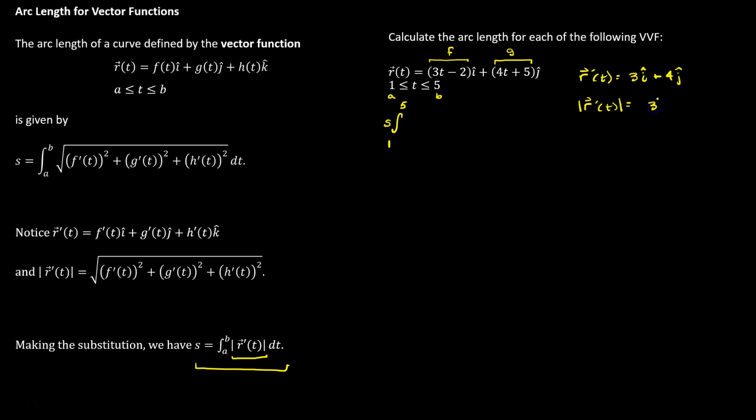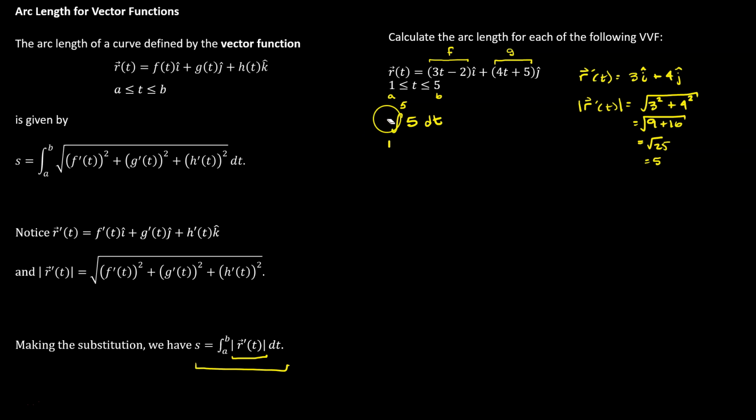Magnitude says take each component, square it, add it together, square root it. We get 9 plus 16, which is equal to root 25, which is equal to 5. Our formula says that we integrate the magnitude of the first derivative of our vector function. We found the magnitude of our first derivative of our vector function is 5. So we're going to integrate 5 with respect to t.